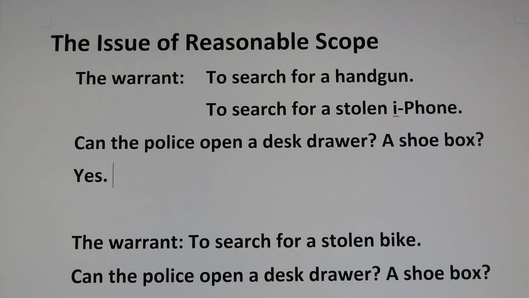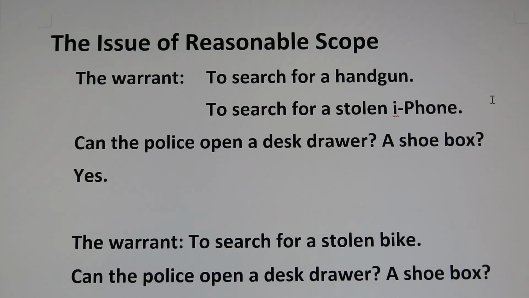But suppose they open this desk drawer or this shoebox. They did not find the handgun. They did not find the stolen iPhone. They actually found drugs. Could they seize these illegal drugs? And could these illegal drugs be used as evidence against the suspect? The answer is yes, because police did not do anything wrong. Police conducted a reasonable search. Police limited their search within reasonable scope. So if within the reasonable scope, they found other criminal evidence in plain view, they can seize the evidence. This evidence could also be used against the suspect.